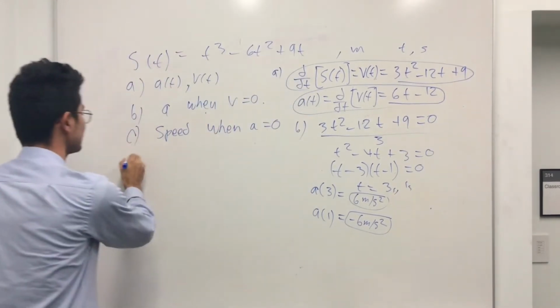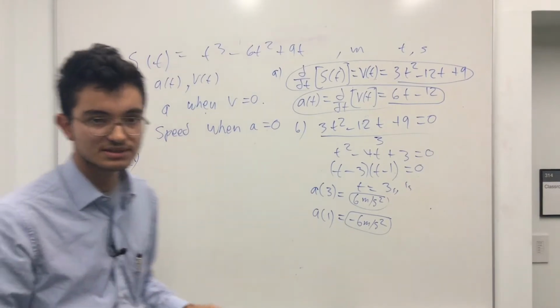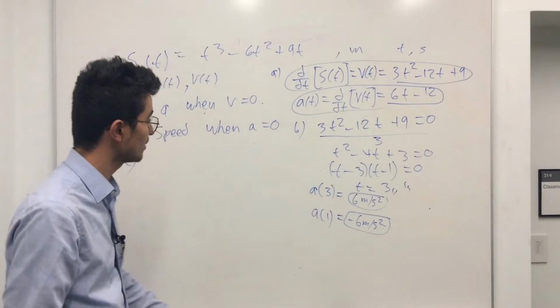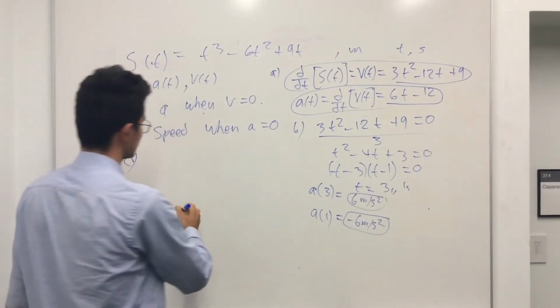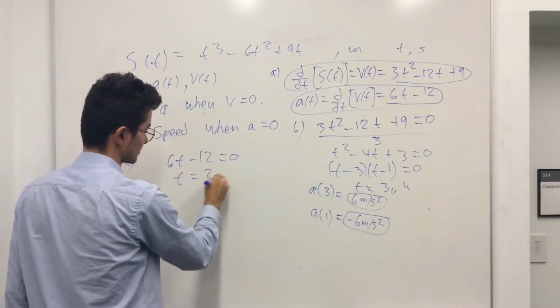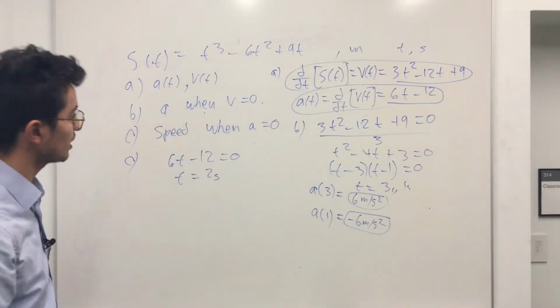Now for part C, the speed when the acceleration is equal to 0. So we do the same process. We want to find the time at which the acceleration is 0. So we just set a of t equal to 0. So 6t minus 12 equals 0, so t equals 2 seconds. And we plug it back into our velocity function.